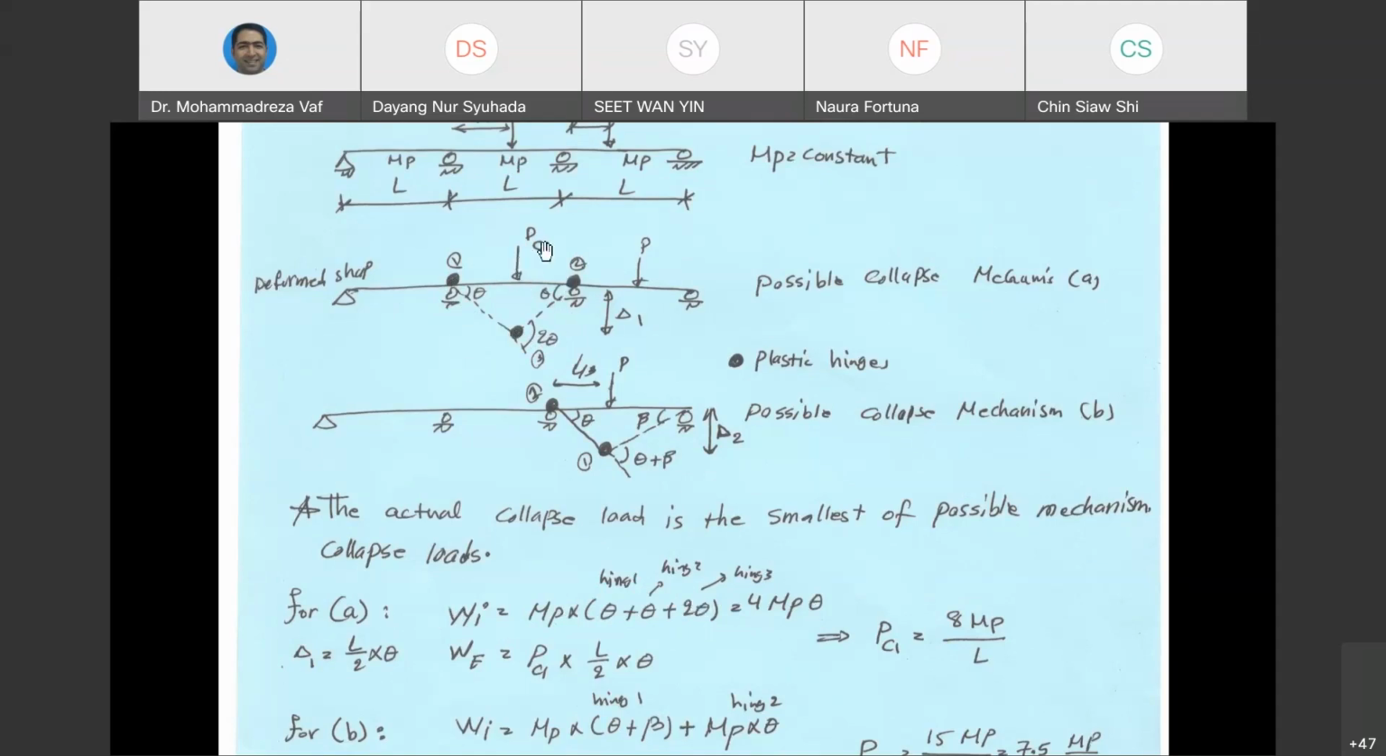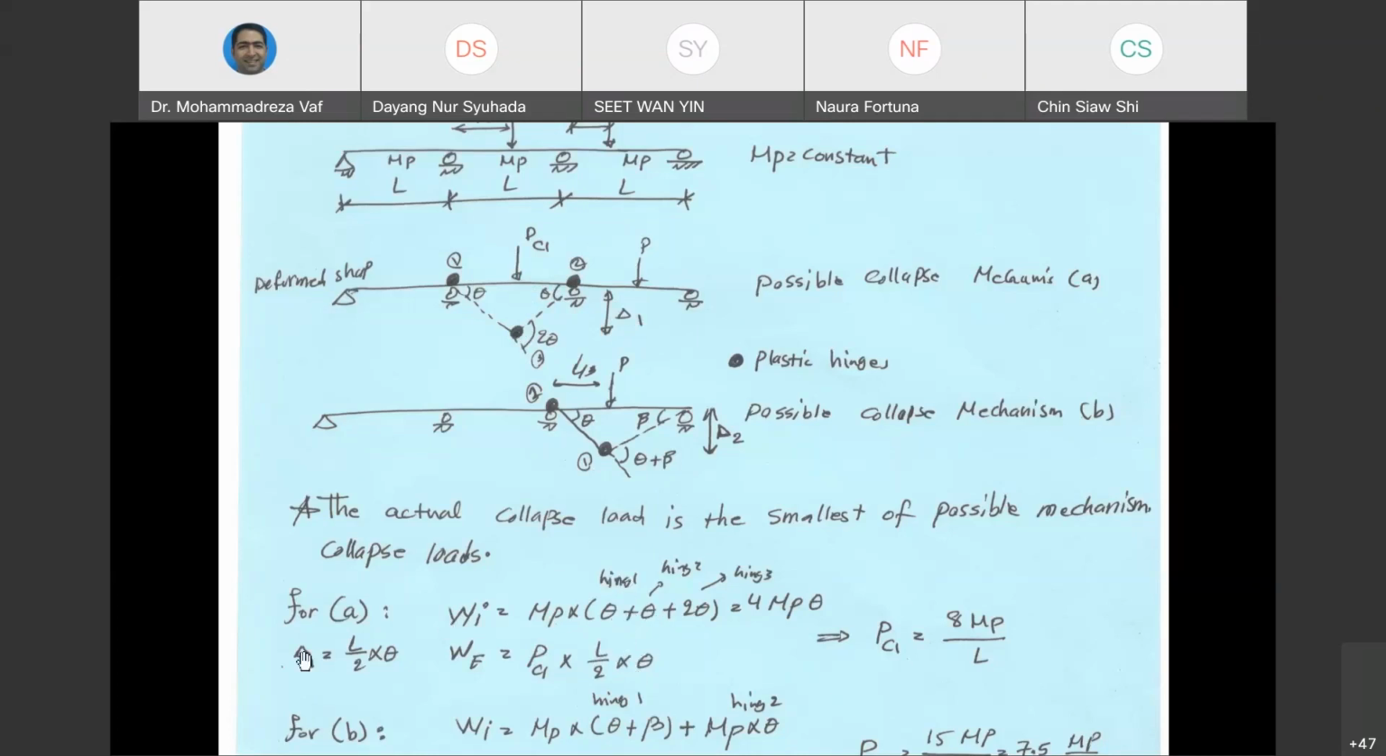And then the external work is just the value of force multiplied by its deflection under the force. So it's going to be P critical multiplied by delta. But we said delta can be easily written based on theta, because from mathematics we know that if this one is delta and from here to here is L over 2, because the total length of a span is L, so from here to here is L over 2, L over 2 multiplied by theta is always equal to delta. Therefore, I can replace the value of delta with theta. So this is what we have done here.